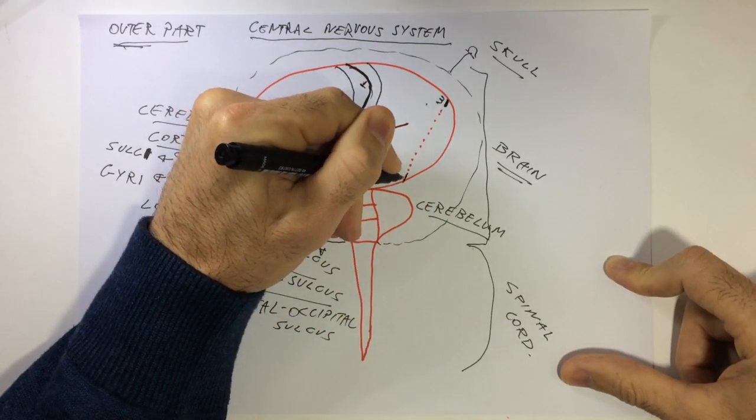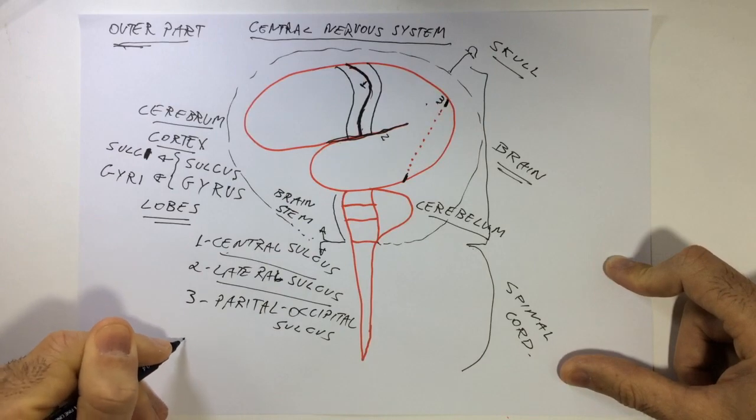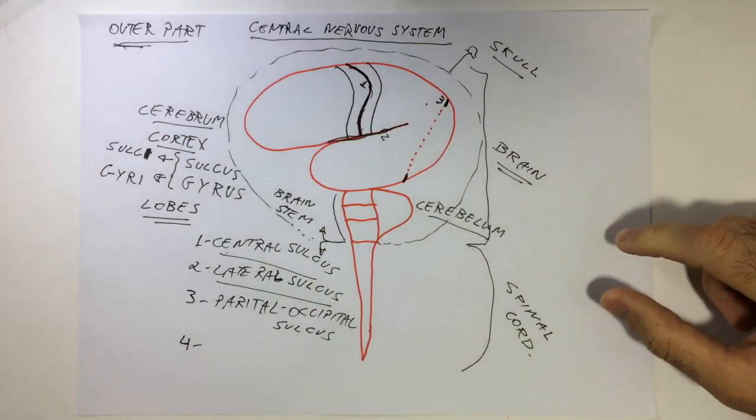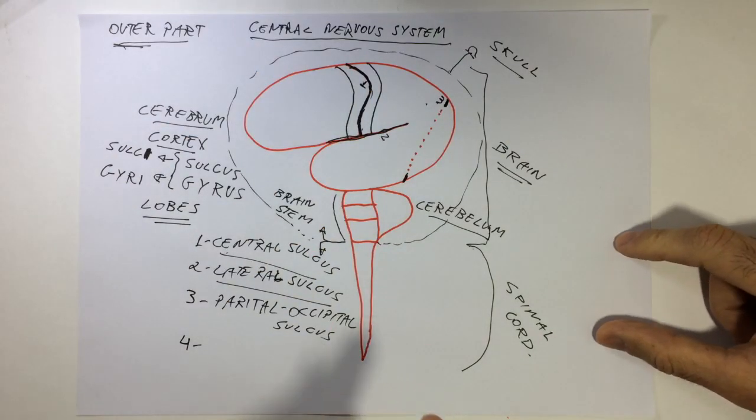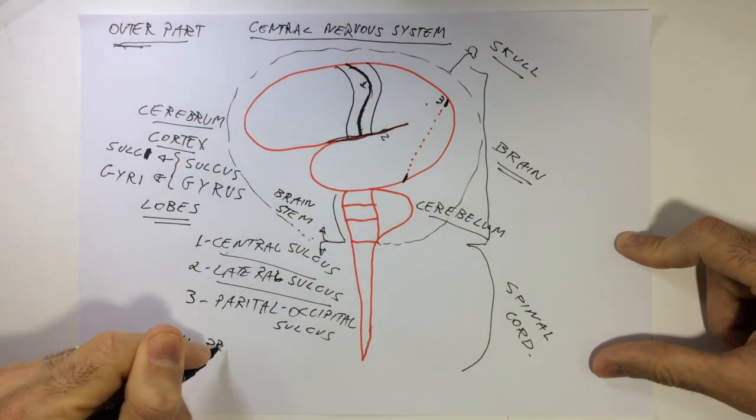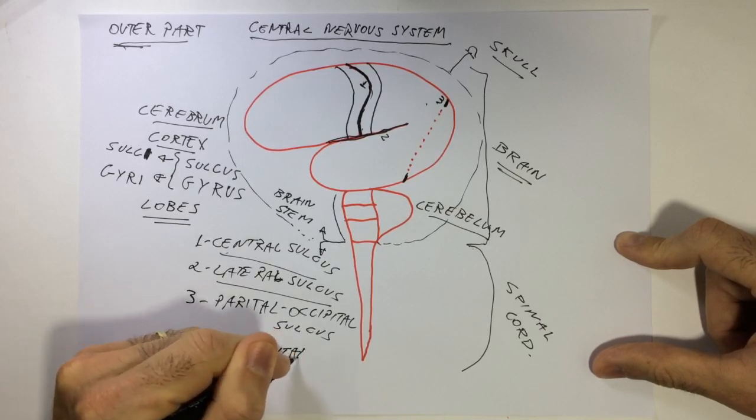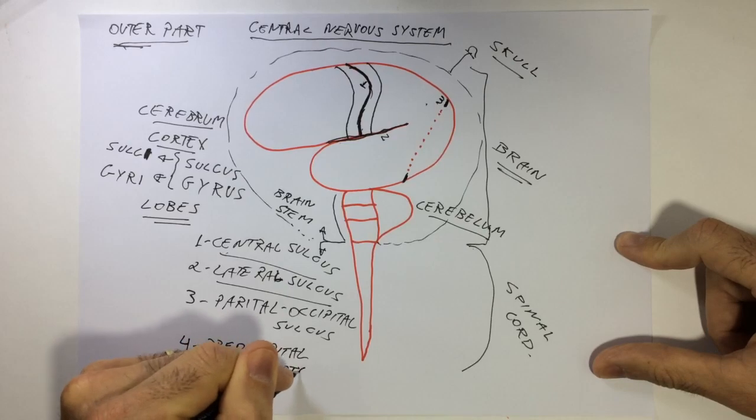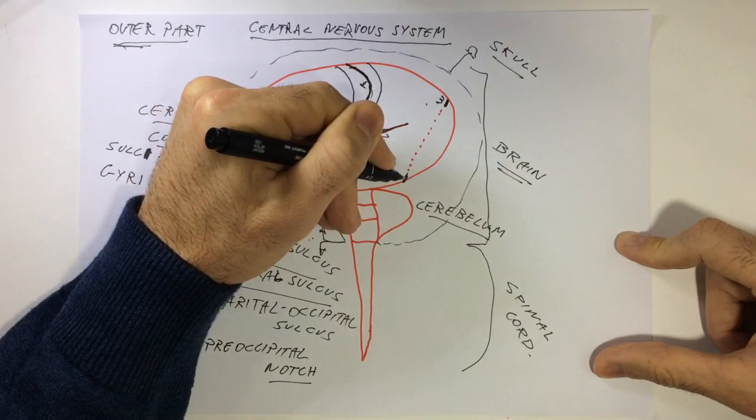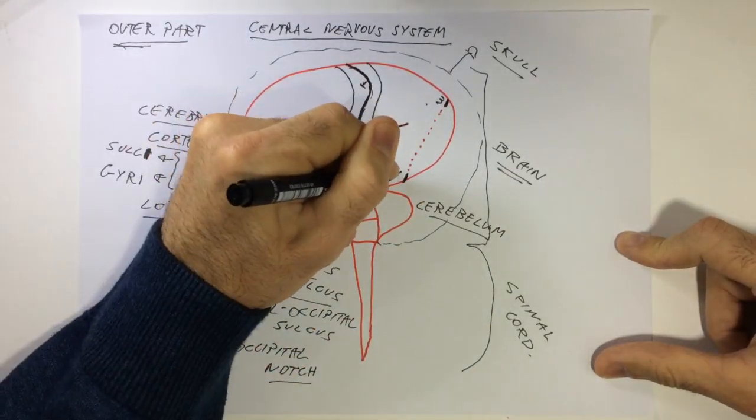And this other one here, even though I said right now that it's a sulcus, actually it's not a sulcus. It's not called sulcus because it doesn't go as deep as a sulcus. It's kind of shallow, as if it were just a little cut. It's called the preoccipital notch. So it's a notch, not a sulcus. A notch is a little cut. And so that would be number 4.